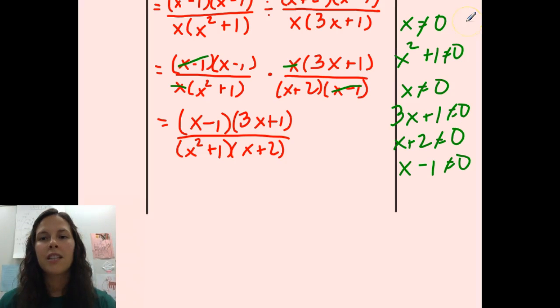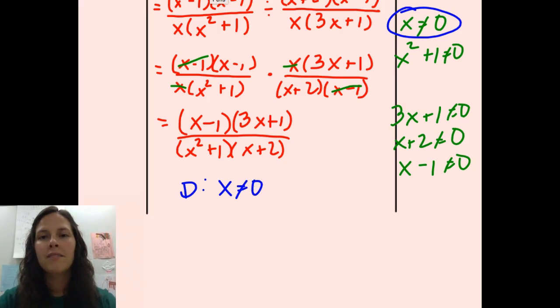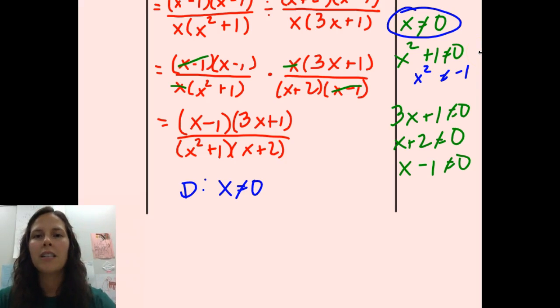First thing I notice is I have two that are the same, x cannot equal 0, and they're already solved, so that will be the first part of my domain restriction, x cannot equal 0. Next, I'm going to solve x squared plus 1 cannot equal 0. Subtracting 1 from both sides, x squared cannot equal -1. Let's think about that for a minute. What number, when you multiply it by itself, equals a negative? It's not possible. So the x squared plus 1 does not give us any domain restrictions.